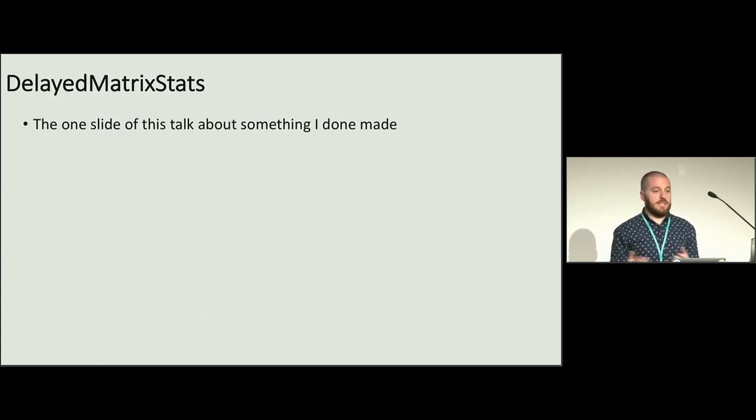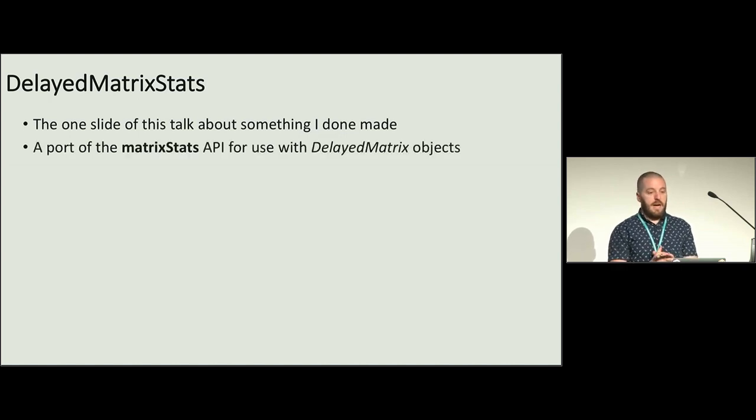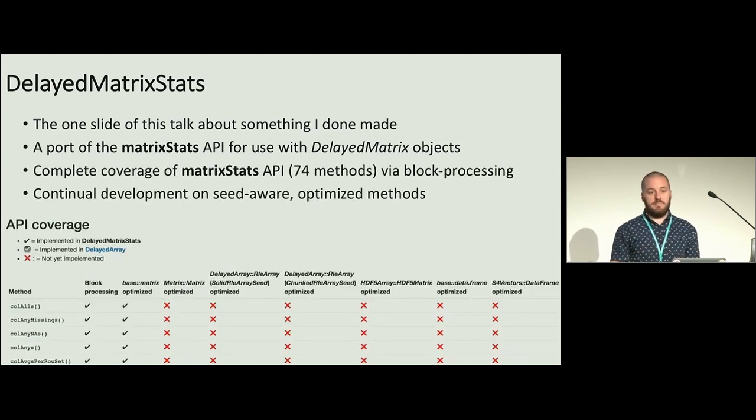This is the one slide of the talk that is about something that I actually created. So this is a package, DelayedMatrixStats. The matrixStats package is something I really think is wonderful. If you're not familiar with it, it's very powerful. And I've just basically thought, well, I'd love to be able to call the same function regardless of whether I have an ordinary matrix or a delayed matrix. So my code is the same regardless. It's got complete coverage of the matrixStats API, some 74 methods, and it's implemented using these block processing techniques. It's continued development because sometimes we can come up with a more optimized method if we know something about how the data structure is stored.